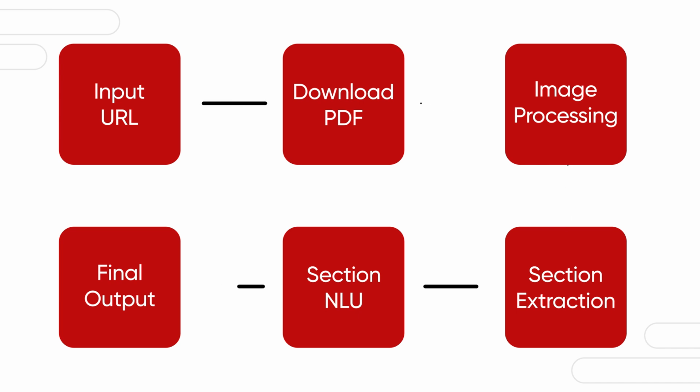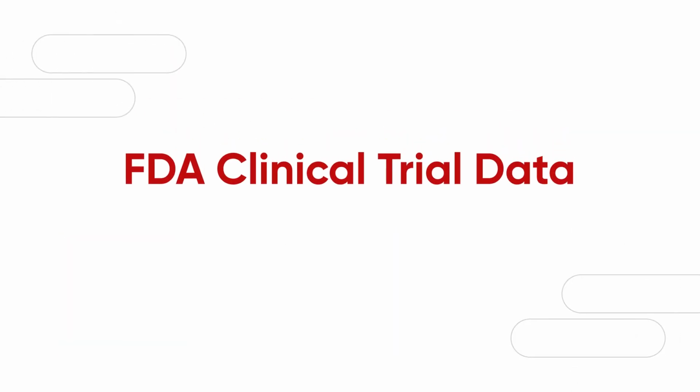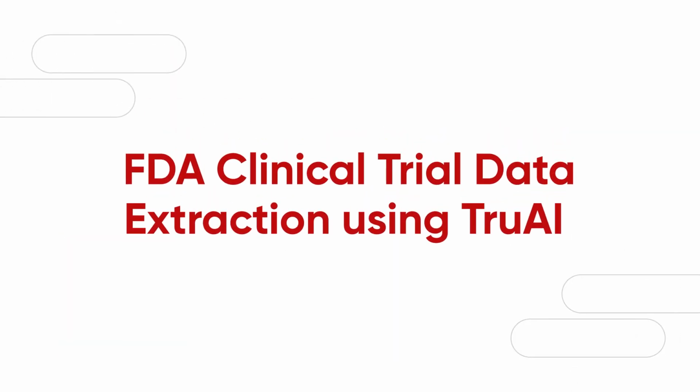The NLU component finally processes the extracted sections to derive meaning and context, such as identifying addresses or making inferences. The ensemble saves the extracted results in JSON and TXT file formats. The JSON file contains structured data, such as detected addresses. The TXT file contains observations, such as negative inferences, etc. Let us see the FDA clinical trial data extraction using TruAI in action.